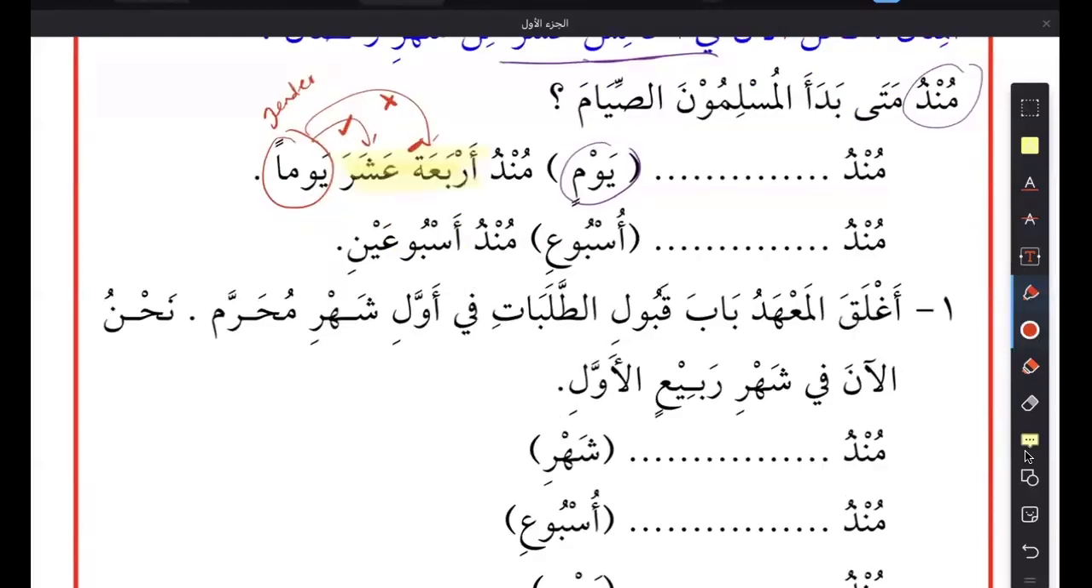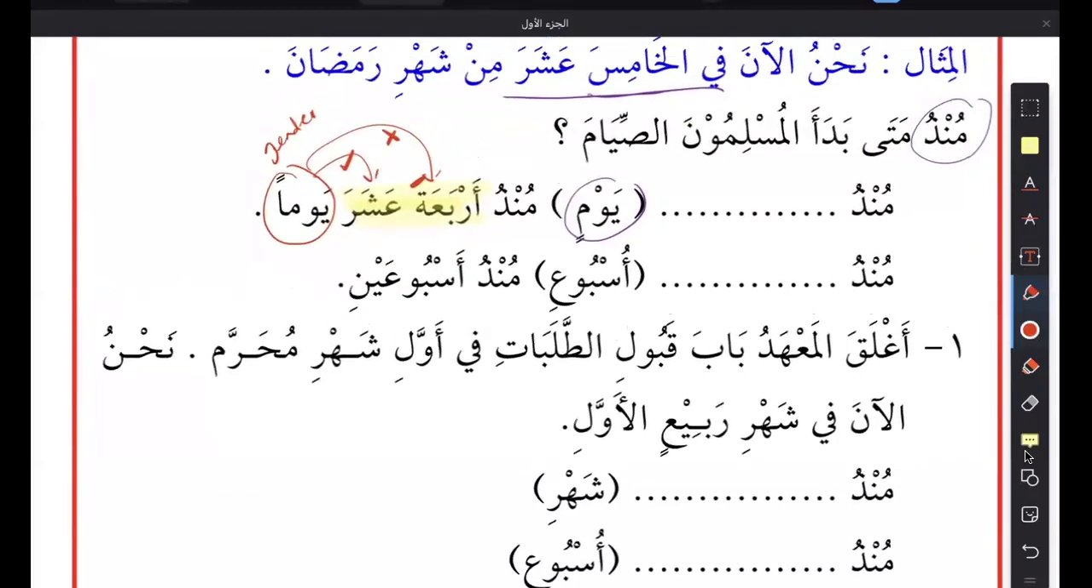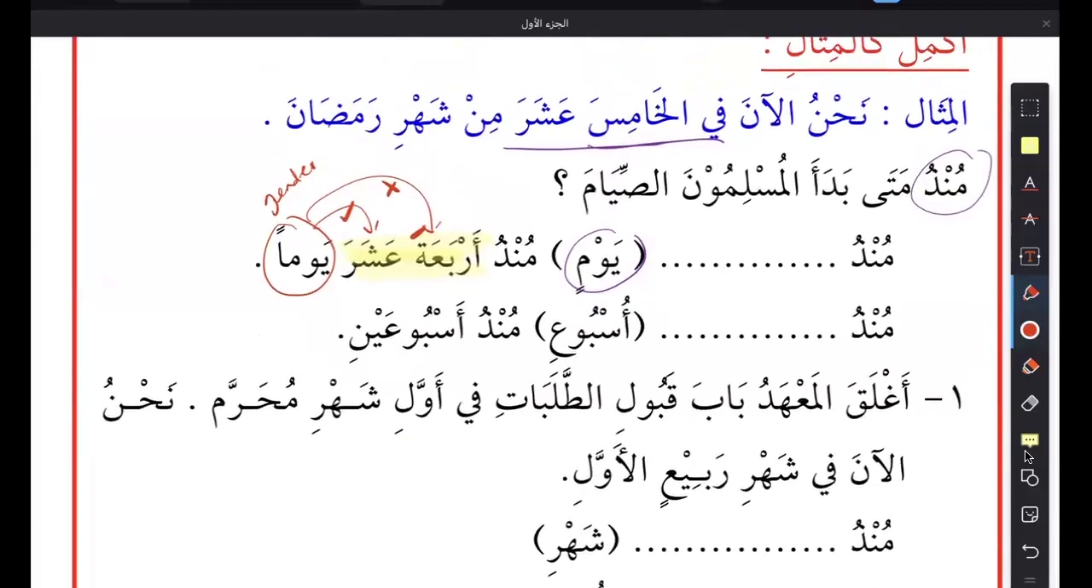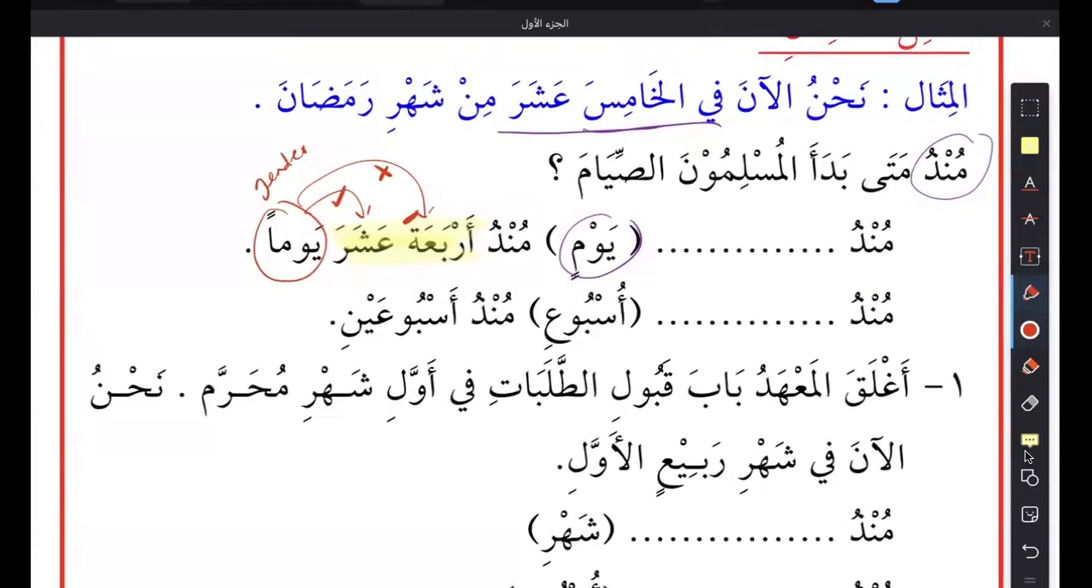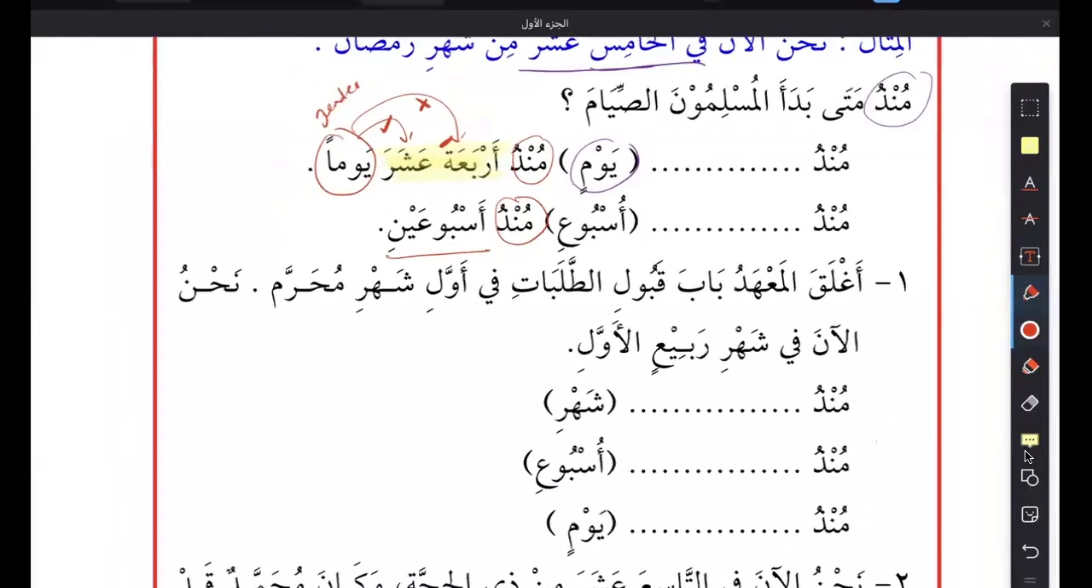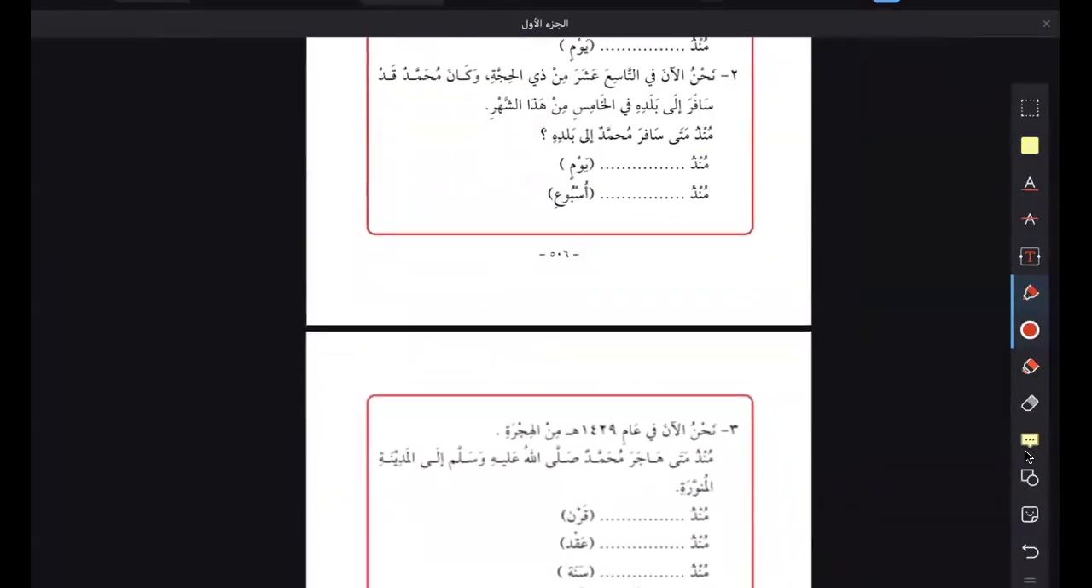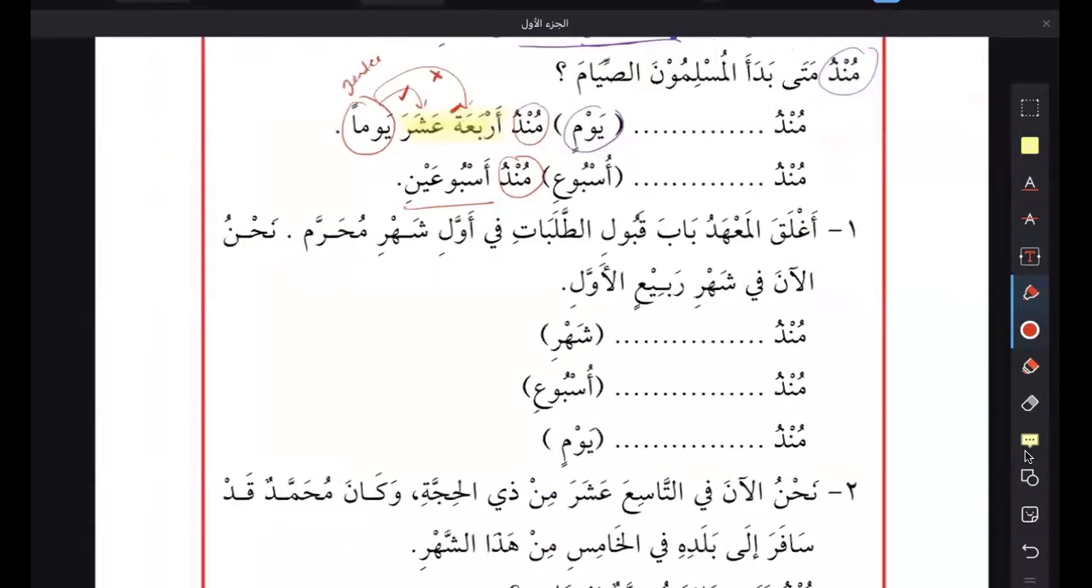The next one is mundu, then I said usbu', weeks, so you have to find the difference in terms of weeks. So it says mundu usbu'ain. Okay, so that was an example. There are quite a few of them. I think honestly we'll just do maybe one.